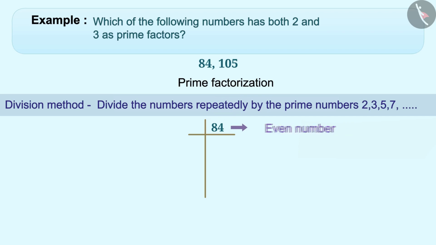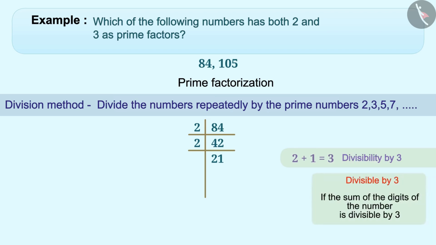Since 84 is an even number, it is divided by 2. On dividing 84 by 2, we get 42. On dividing 42 again by 2, the result will be 21. 21 is not divisible by 2, so we will check the divisibility by next prime number 3. Since the sum of the digits of number 21 is 3, which is divisible by 3, therefore 21 is also divisible by 3. On dividing 21 by 3, we get 7.